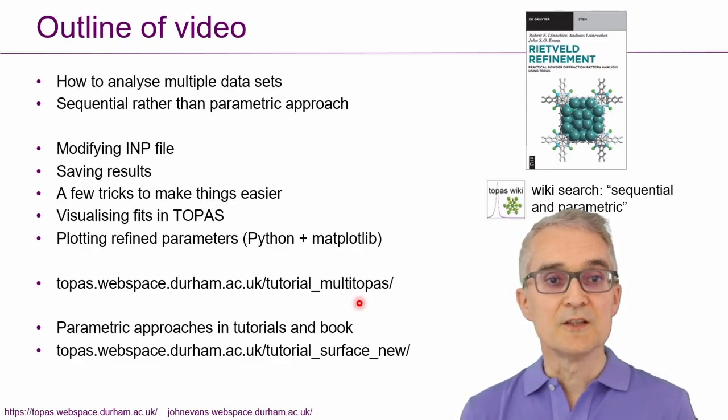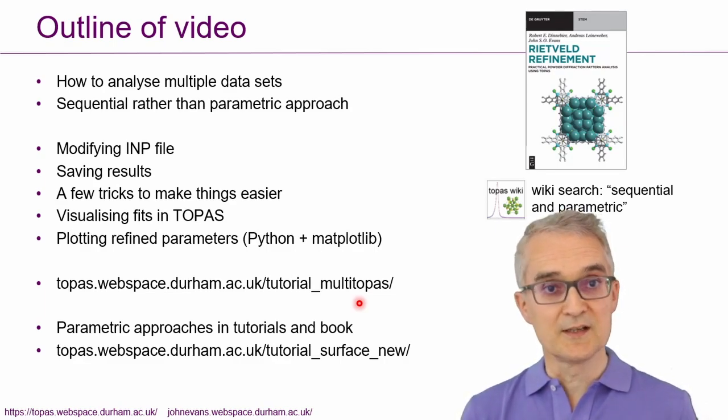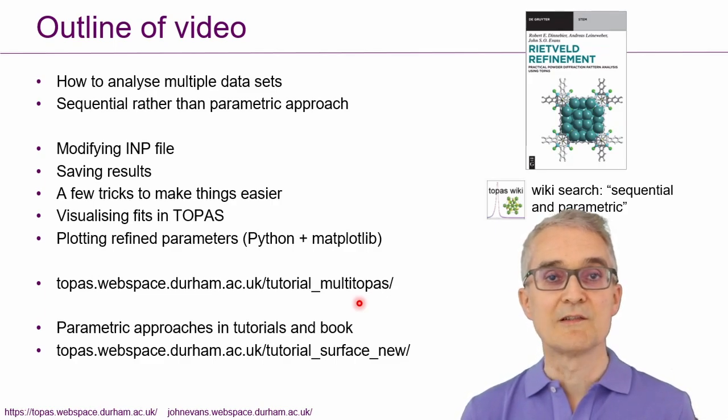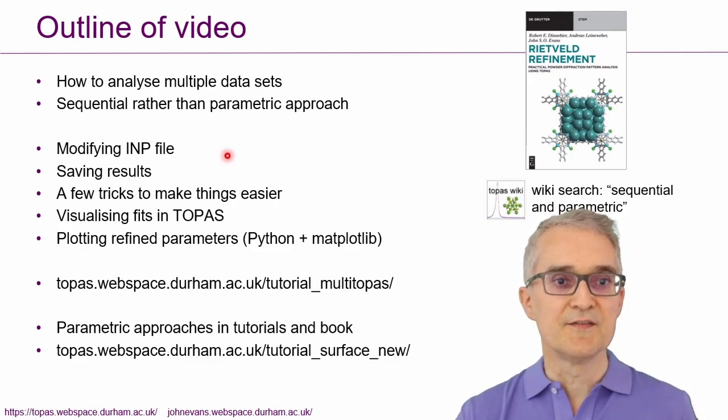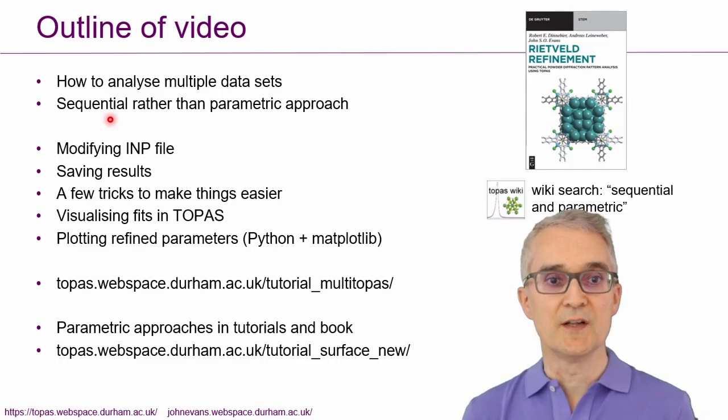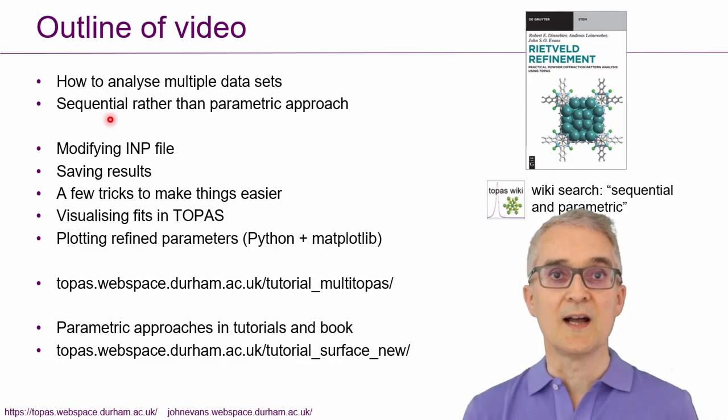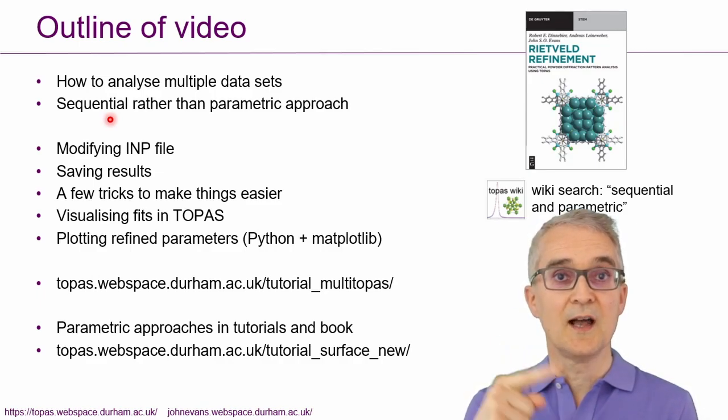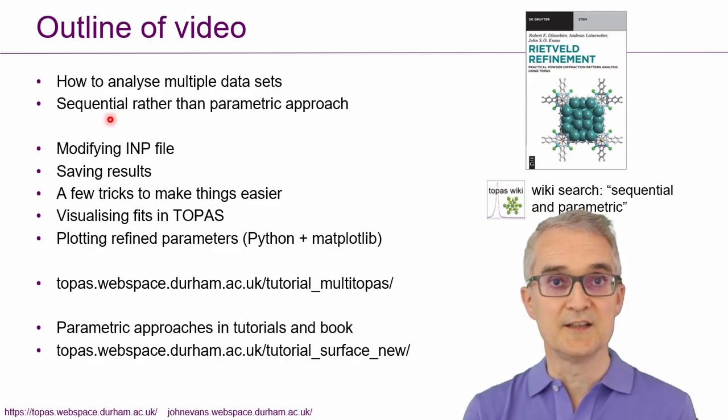Now you could analyse those individually using exactly the same methods we've looked at previously. But in practice, it's going to be useful to try and automate the process so that you can analyse the data more efficiently. So we're going to look at how to do that in this video using what's called sequential Rietveld analysis. And what I mean by sequential analysis is where you analyse an individual data set, and then you analyse the next data set, and the next data set, and the next data set, and you treat them all independently.